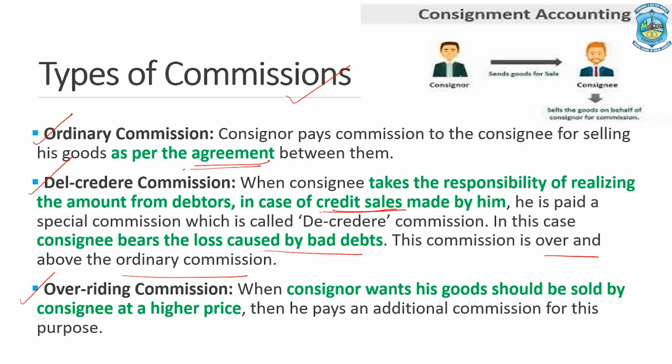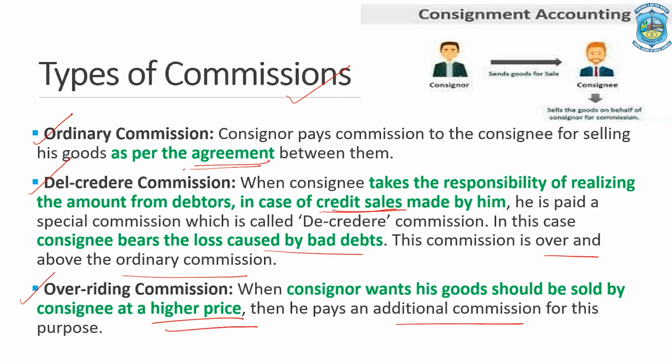The third type of commission is overriding commission. This overriding commission is paid by the consignor to the consignee when the consignor wants his goods to be sold by the consignee to the customers at a higher price. Remember, higher prices mean higher profits for the consignor. So if the consignor is getting higher profits, obviously the consignee wants some additional commission. This additional commission is known as overriding commission.